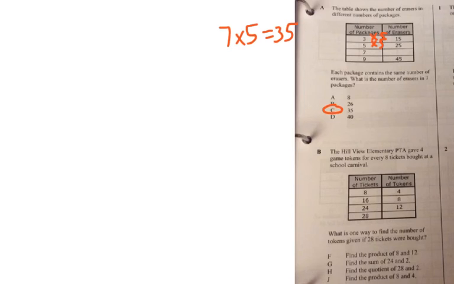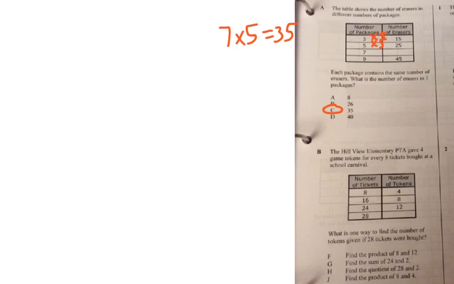Choice B. The Hill Valley Elementary PTA gave 4 game tokens for every 8 tickets bought at a school carnival. What is one way to find the number of tokens given if 28 tickets were bought? So the first thing I need to do is look at the number of tickets and the number of tokens. You notice that the number of tickets is larger and the number of tokens is smaller.